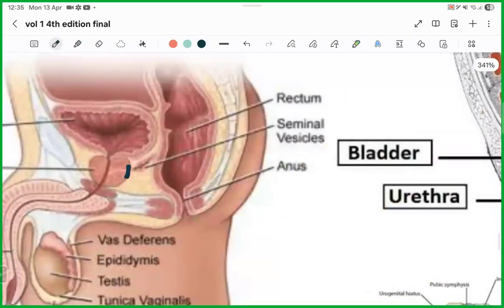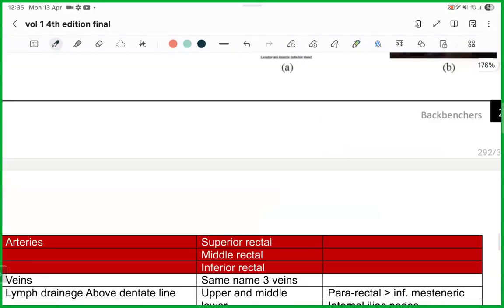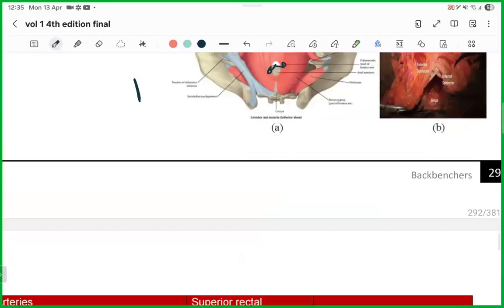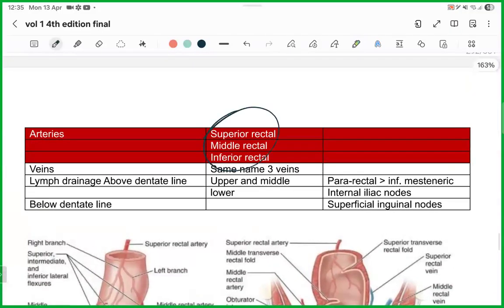So if you find a hard mass in front, that's prostate. If you find something rough or tight behind, that's puborectalis. Puborectalis, posteromedially, that is a part of levator ani. Just remember puborectalis. We all know the blood supply of rectum: superior, middle, and inferior rectal, and veins, same names, three veins, and lymph drainage.